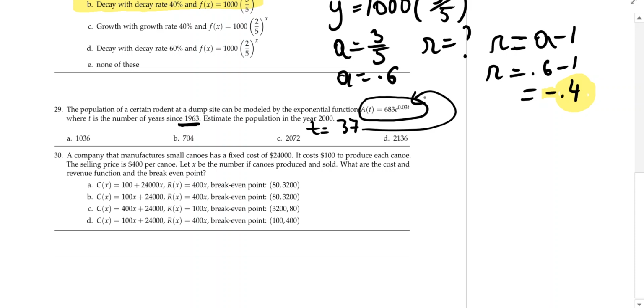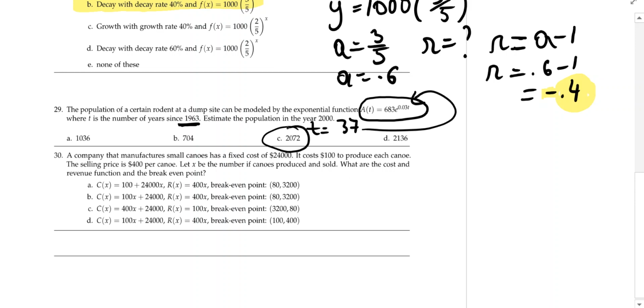So when you plug in t equals 37, 683 e to the power 0.03 times 37, we get 2072.4. So it will be this one.